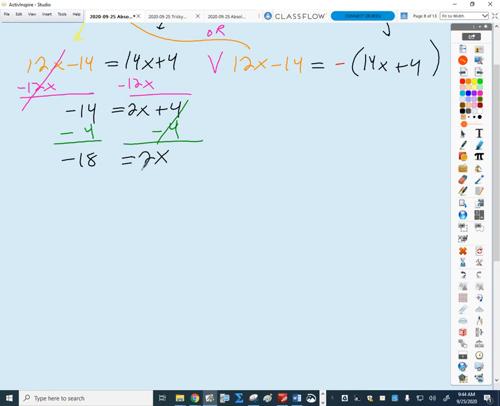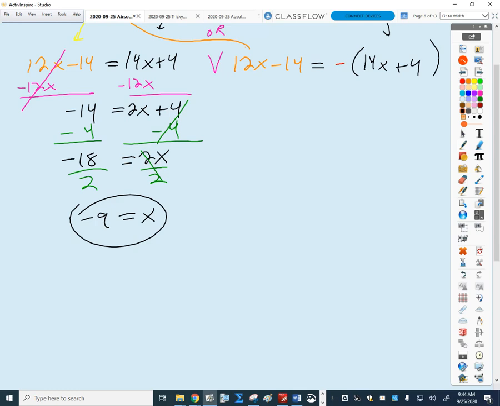You divide 18 by 2. Good. Okay. And then we end up with our solution. X equals negative 9 is one solution. Okay. On the other side, now what have I got to do here? I've got the negative of 14x plus 4.